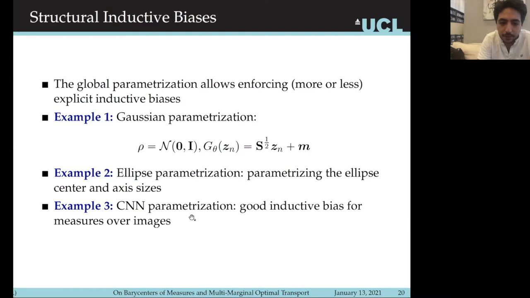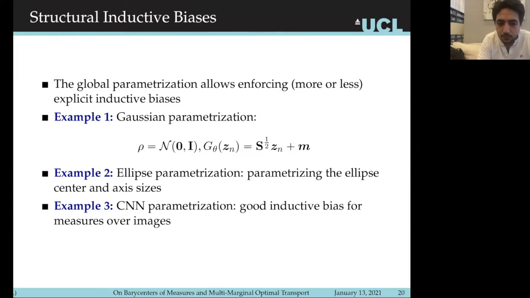A third example is that now we want to compute the barycenter in image space. So we have measures over images. A good intuitive bias for images is CNNs. So what we can do is parameterize g theta as a CNN. Rho is going to be, for example, a unit Gaussian, that's a latent measure. And we can learn the parameters of that CNN. It's going to learn to generate images that are distributed according to the optimal barycenter.